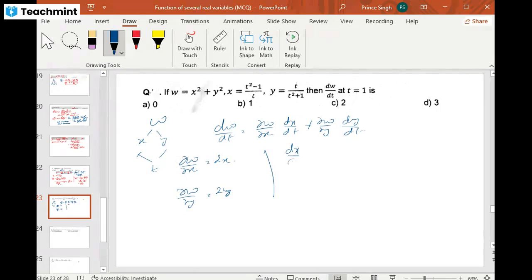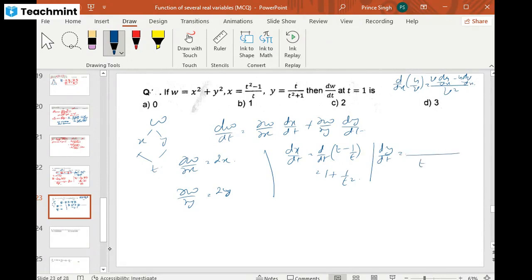dx/dt. Separating this term, this is d/dt of t minus 1/t. The derivative of t is 1, and this is 1/t. And the derivative of y with respect to t: here we need to apply the quotient rule. The derivative of u/v is (v times derivative of u minus u times derivative of v) over v square.